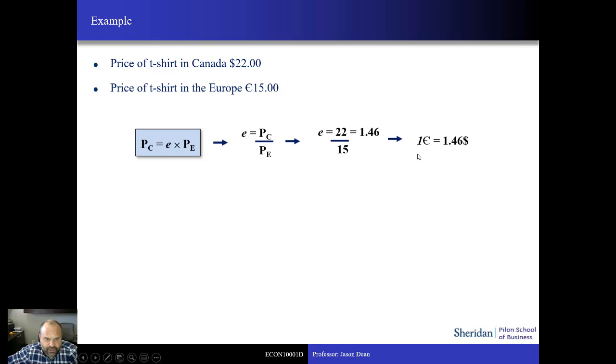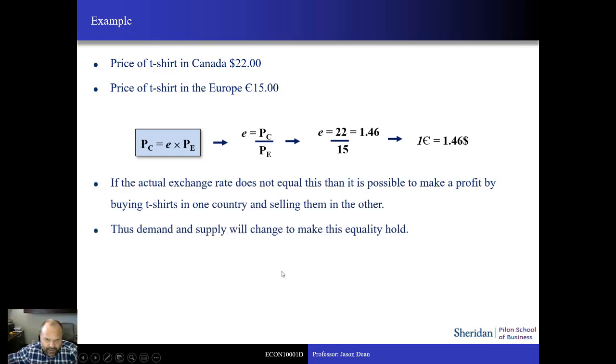And so then we could buy the shirt in Europe for 15 euros, or instead use that $22 in Canada to buy the shirt. Okay? And so again, just think about what happens if this were not to hold. Well, if this didn't hold, let's suppose that we don't have to give up as much of our currency. Suppose it was just 1 for 1. Well, then I could take my 15 Canadian dollars and buy the shirt in Europe for 15 euros, and then I could bring it back to Canada and sell it for $22 and make a profit.